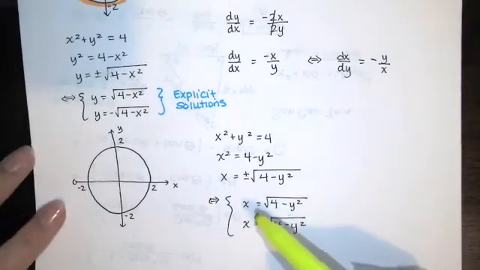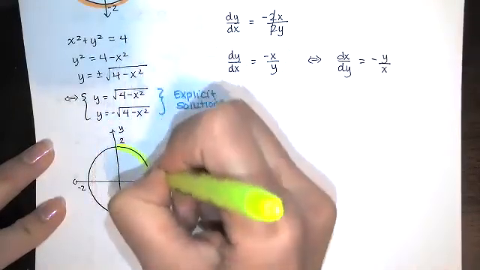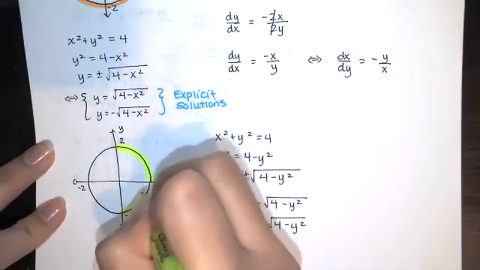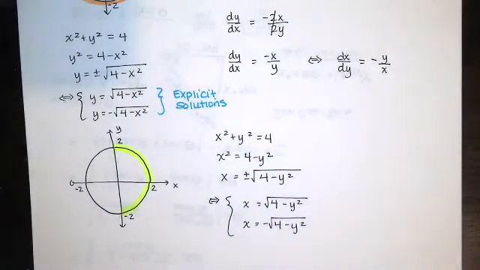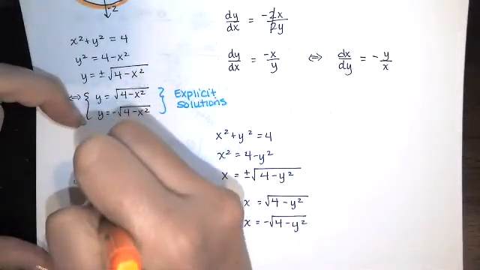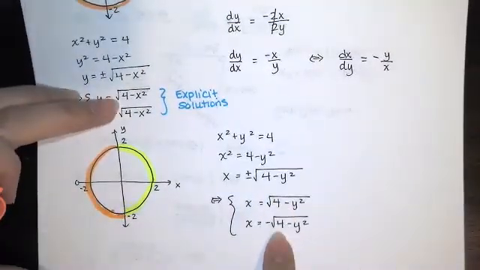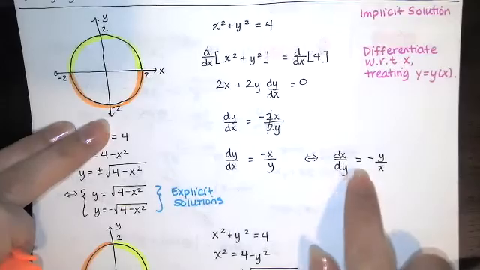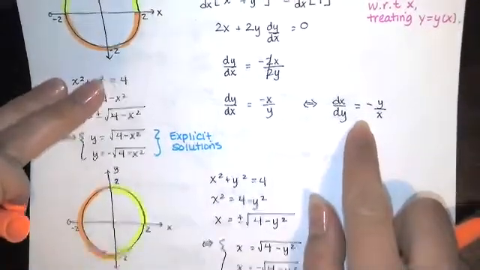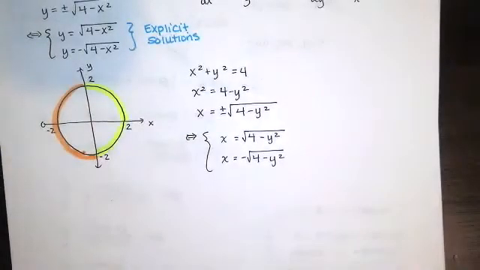Positive square root, that's where x is positive or possibly 0. That's over here. The negative square root, that's where x is negative or possibly 0. That's on the other side. These are two functions that satisfy this differential equation and they satisfy this relationship. So these are explicit solutions of the differential equation as well.